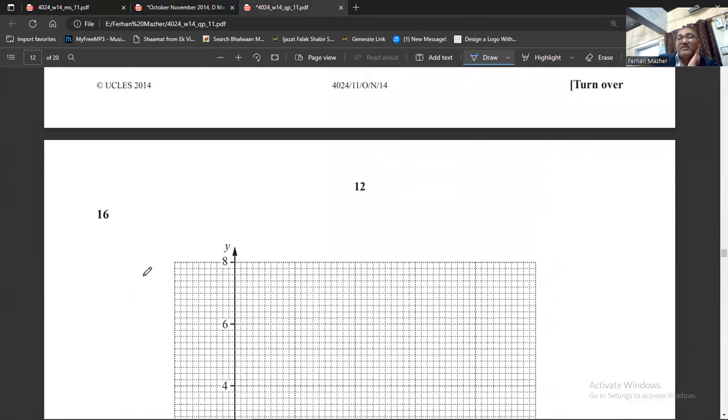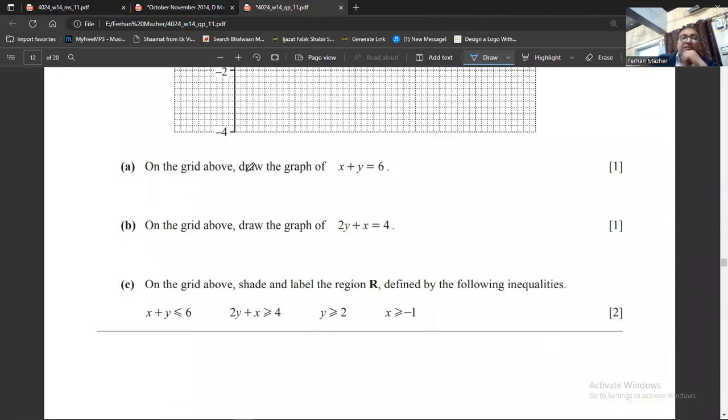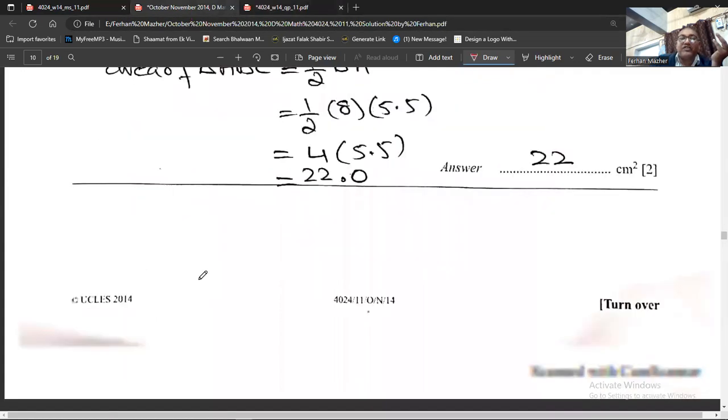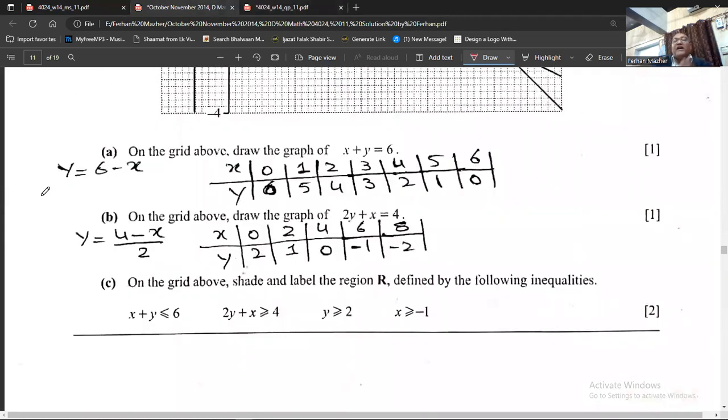Here we have question number 16. A grid is given. On the grid above, draw the graph of x plus y equals to 6. Okay, very simple, straightforward. So x plus y equals to 6. So y will be equals to 6 minus x. So just put some values in the place of x. I will substitute 0, 1, 2, 3, 4, 5, 6.